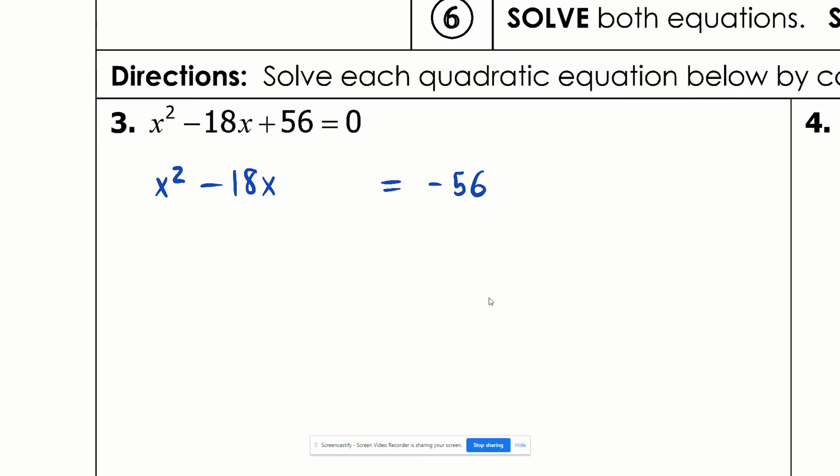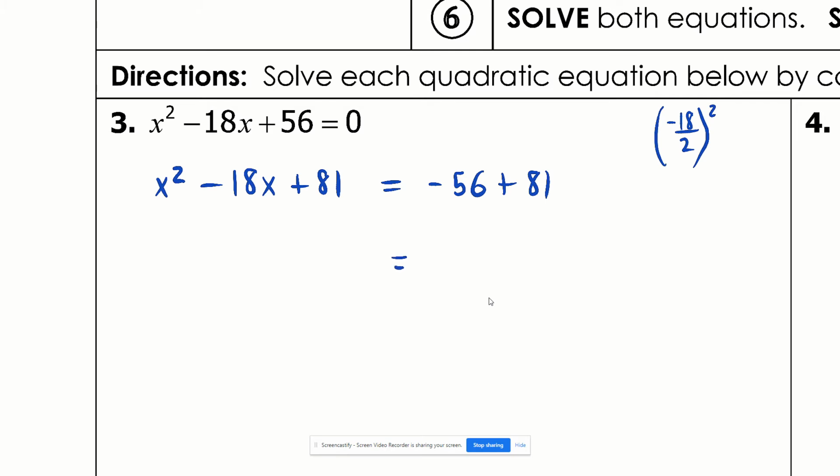So here we go. We're going to take that b value, negative 18. I'm going to divide it by 2, and then I'm going to square it. I'm going to take half of it and then square it. What is negative 18 divided by 2? Negative 9. Now square it. What is negative 9 squared? Well, that's positive 81. So we're going to add that 81 to both sides.